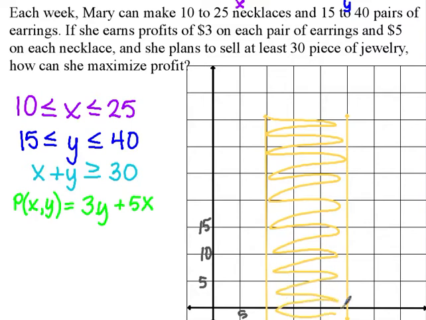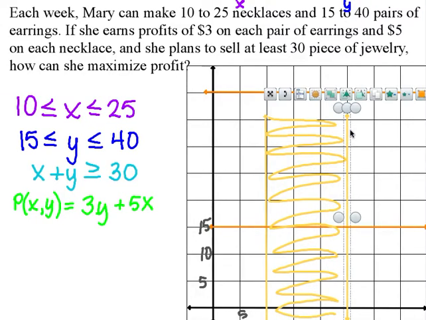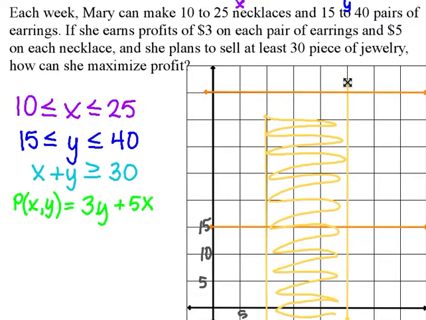On the next one, you get y is between what two values? 15 and 40. Yep, so you're going to go 15 and then 40. 20, 25, 30, 35, 40. Oops. So I actually didn't go up my yellow enough. Oops, went too far. There we go.